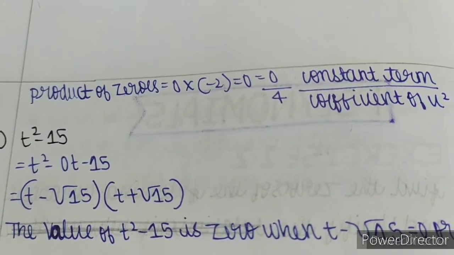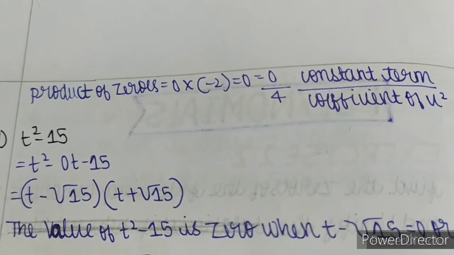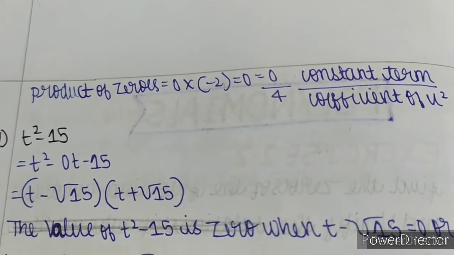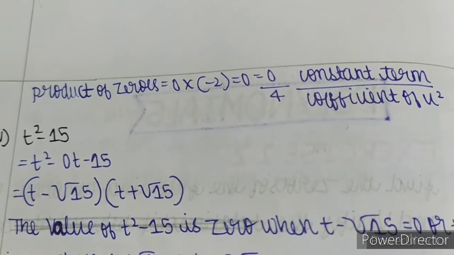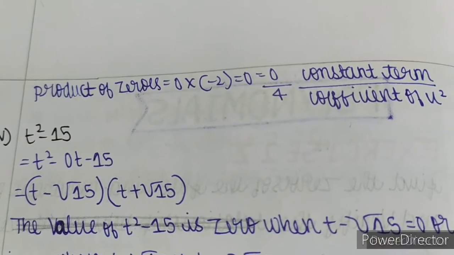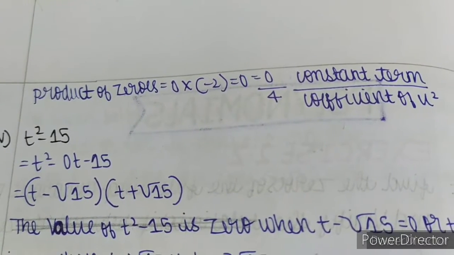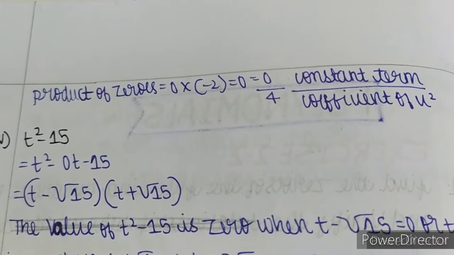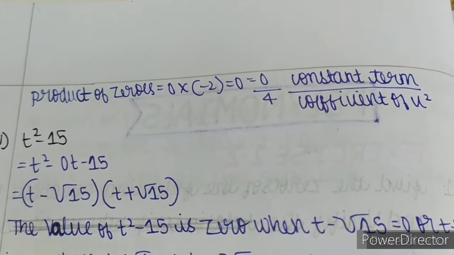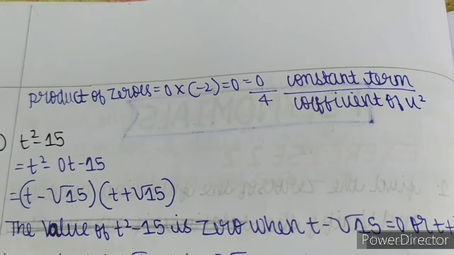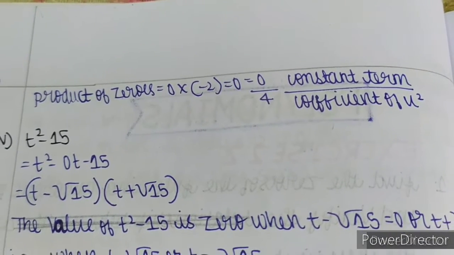For the product of zeros, alpha into beta is equal to 0 into minus 2, which is equal to 0, because on multiplying anything with 0, we get 0. Whether it is equal to c by a, we need to verify. Here c in this case is 0 because the constant term was 0, and 0 by 4 is 0. In both cases the answer is 0, so we have verified.